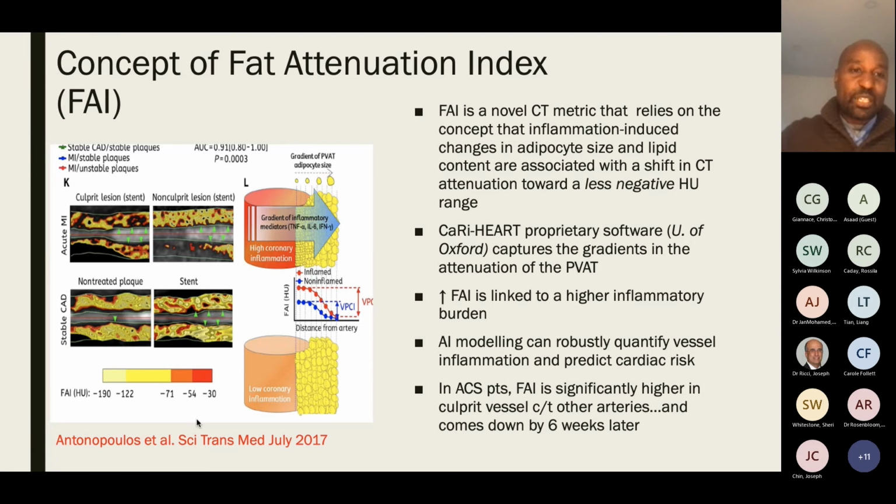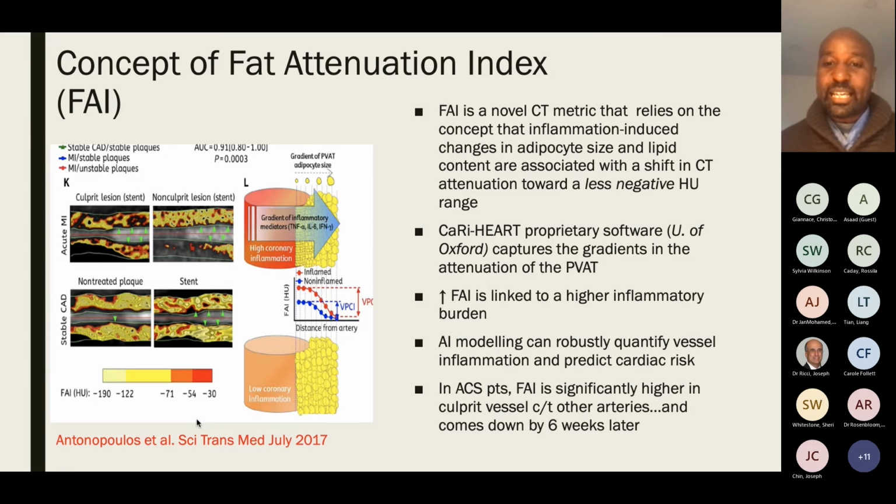So if you look at patients in acute MI, you see more red in the surrounding tissue around that vessel in the culprit lesion, as opposed to the non-culprit lesion, which is presumably not inflamed. And also, if you look at stable CAD and untreated plaque, you're seeing quite a predominance of yellow, not as much red. Whereas when you stent, and so you're now irritating and causing local inflammation from the irritation of that procedure, you're seeing more red. So the perivascular signaling in the fat around that vessel gives you a sense of what's happening from an inflammation standpoint at the vessel level.